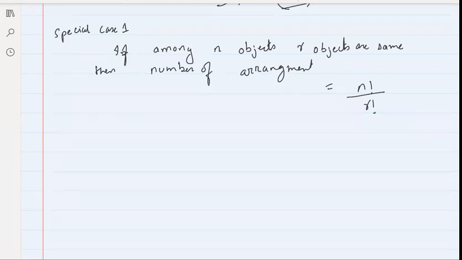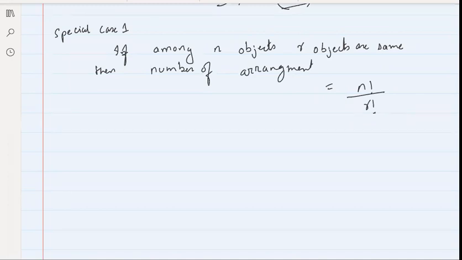Because when you talk about arrangement, we multiply. So this is multiplied extra. If our objects are the same, then r factorial is multiplied extra. So obviously you have to divide it now. You cannot subtract it. Got it?